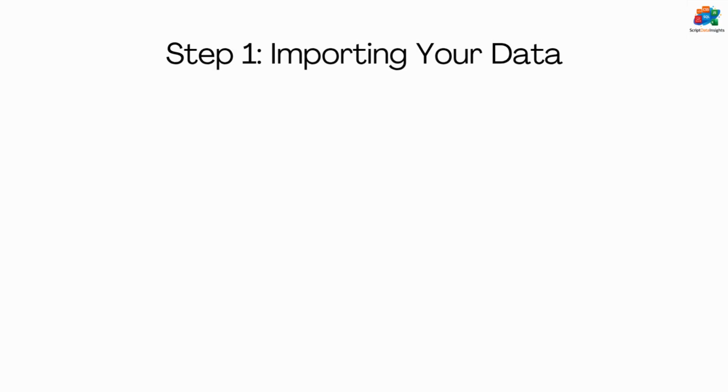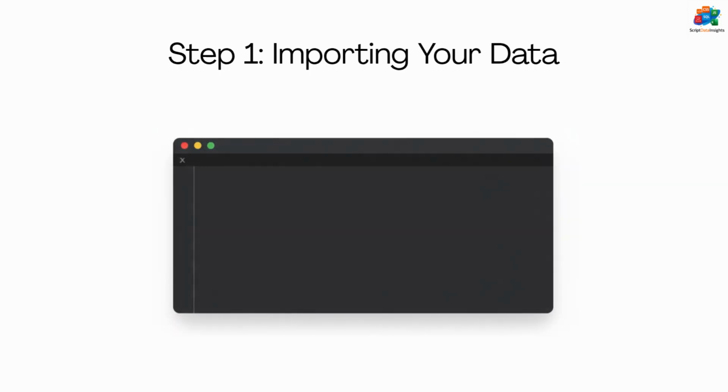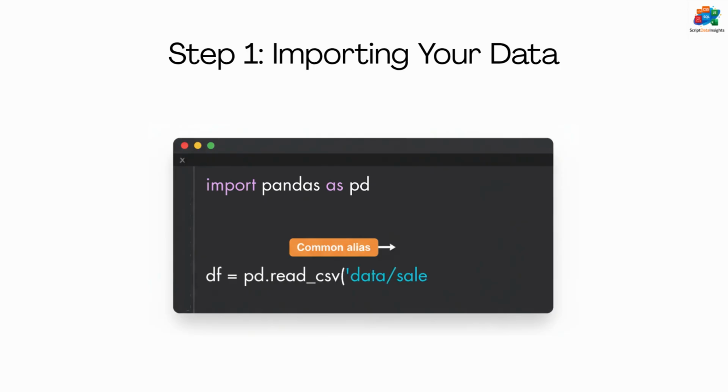Our first operational step is step 1, importing your data. To begin, every data scientist uses the common alias, so you must type import pandas as pd. The most frequent way to bring external data into your pandas environment is by using the pd.read_csv function. This command efficiently loads data from a comma-separated values, or CSV file, directly into a DataFrame object, which we typically name df.